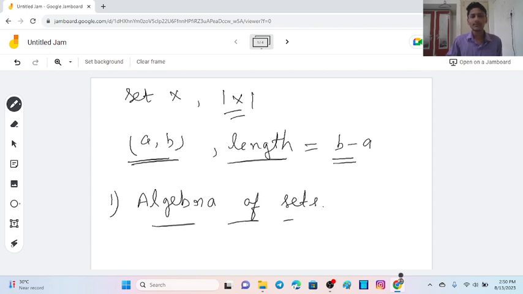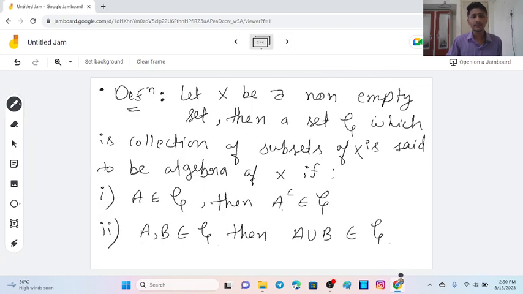What is algebra of sets? Let's see the definition. The definition says that let X be a non-empty set, then a set C, which is a collection of subsets of set X, is said to be an algebra of X if the first condition holds: if some set A, which is a subset of set X, belongs to C, then A complement belongs to C. Okay, so if A is a subset of X and A belongs to C, then A complement also belongs to C.